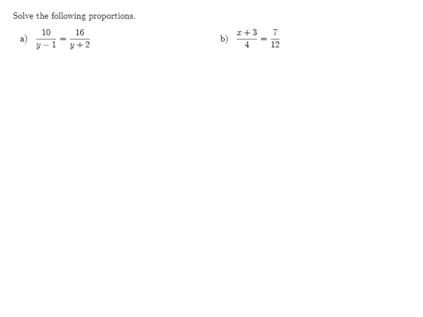In this example, we're going to solve a couple of different proportions. The first one we have is 10 over the quantity y minus 1 equal to 16 over the quantity y plus 2. So starting with that original proportion, we're going to look at these denominators. On the left I have y minus 1 and on the right I have y plus 2. So I'll need to multiply each side of this proportion by y minus 1 and y plus 2.